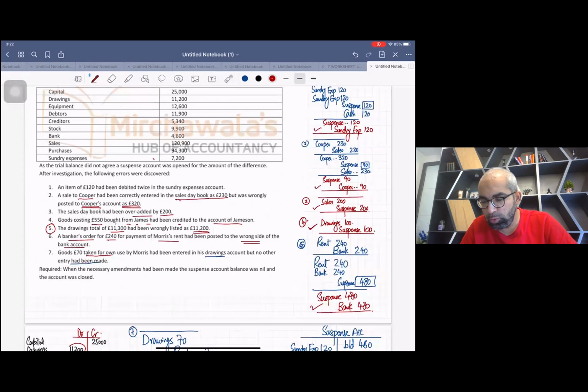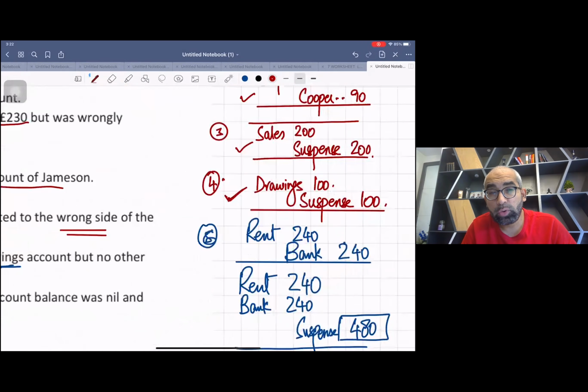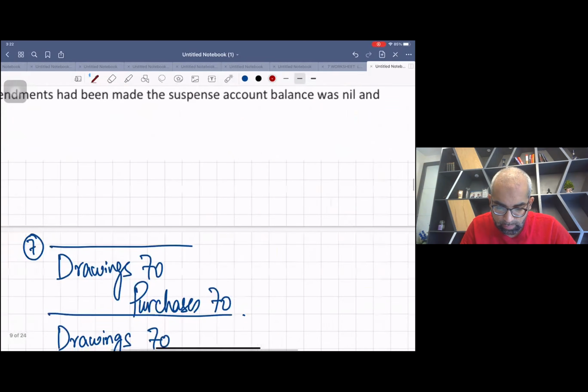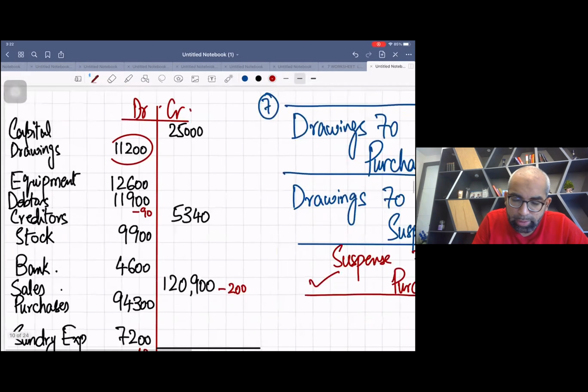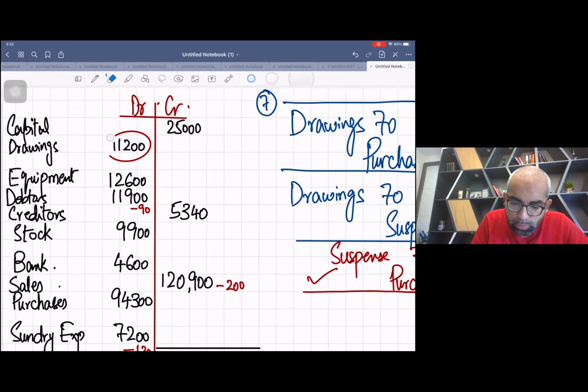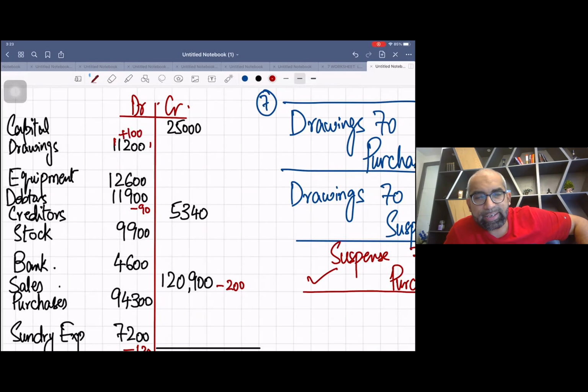Number 4, drawings debit and suspense credit. So drawings already on the debit side, and in the correcting entry, we are debiting it. So let's add it. Okay. And when you add it, it will become 11,300.